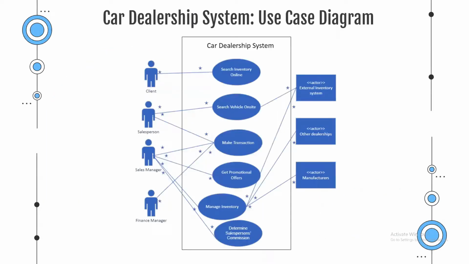Jumping into the car dealership system, the use case diagram that we have for the overall system. The title of it is Car Dealership System. We have some primary actors on the left-hand side, being client, salesperson, sales manager, and finance manager. On the right-hand side, we have some supporting actors of external inventory system, other dealerships, and manufacturers. And down the middle, we have our use cases: search inventory online, search vehicle on site, make transaction, get promotional offers, manage inventory, and determine salesperson's commissions.